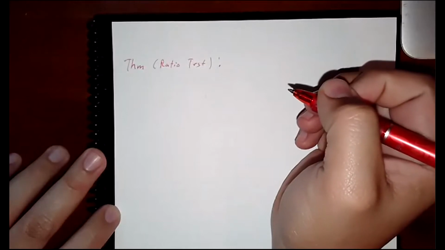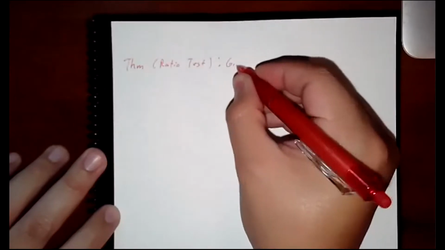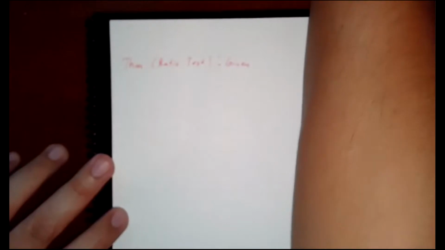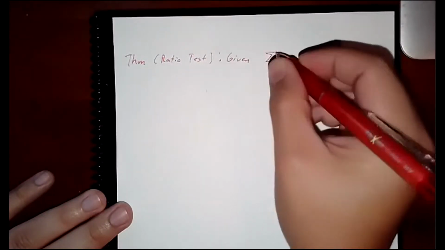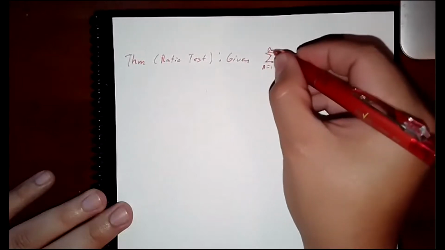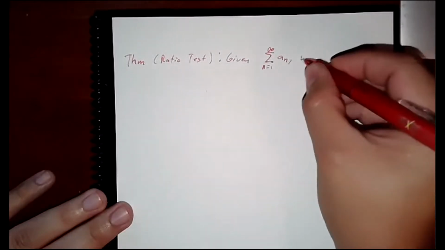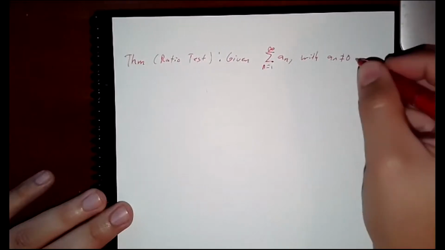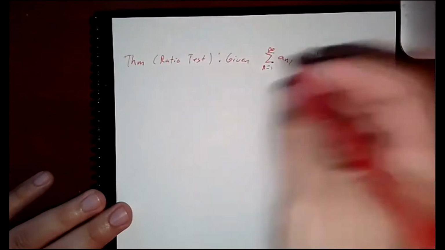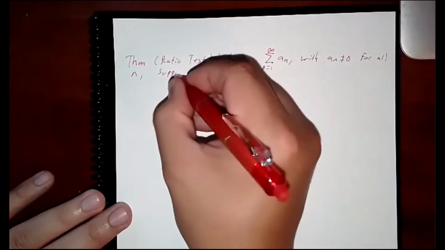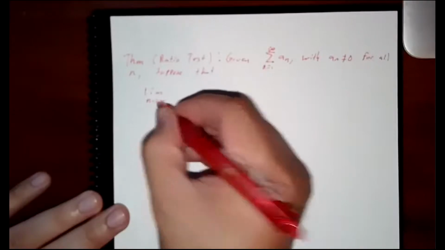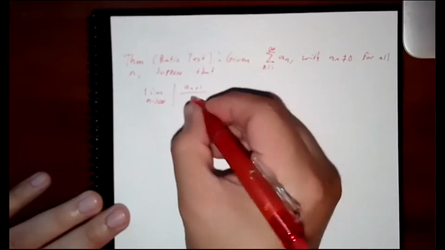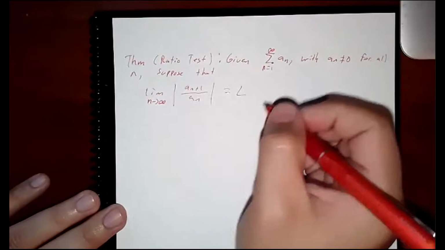All right. Ratio test. Given the series sum from n equals 1 to infinity of a sub n, with a sub n not equal to 0 for all n, suppose that the limit as n goes to infinity of a_(n+1) over a_n is equal to L. Then the following is true.